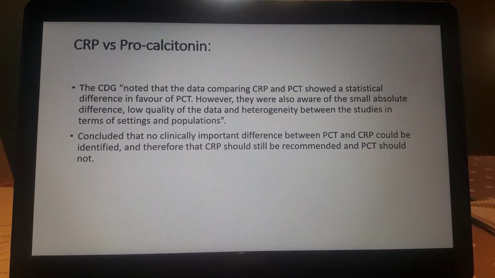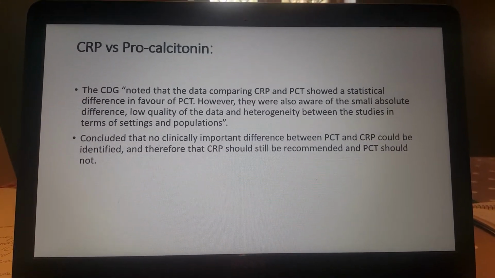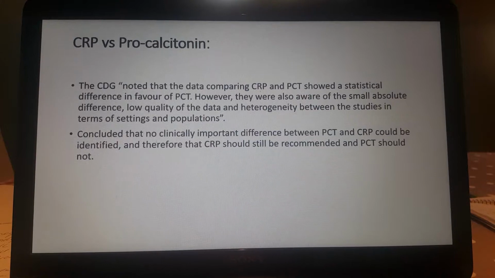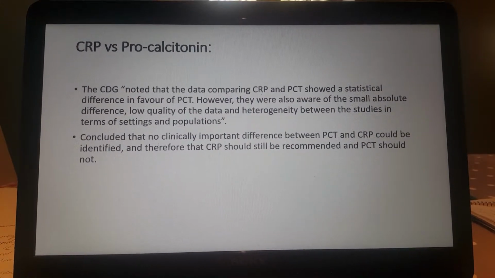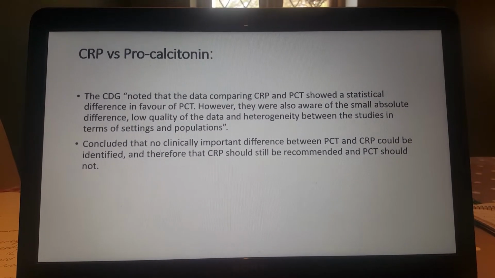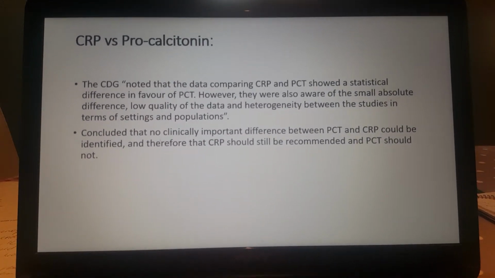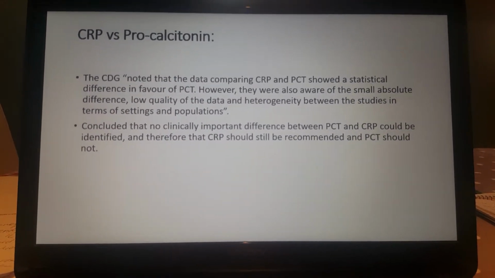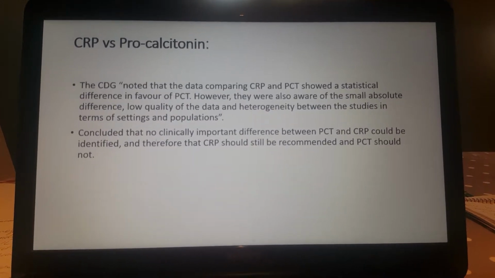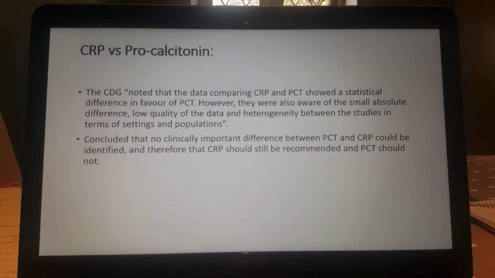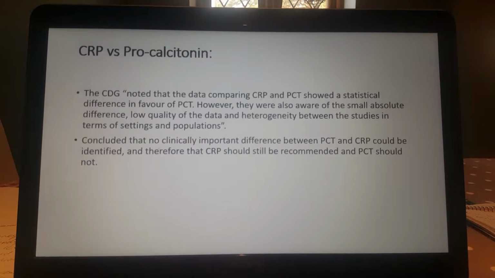And just a brief point on CRP versus procalcitonin. Procalcitonin is emerging as a very good test and is thought to be excellent at discriminating between viral and bacterial infection and between localized and invasive bacterial infection, and it becomes elevated much sooner than CRP, often within 6 hours of infection.